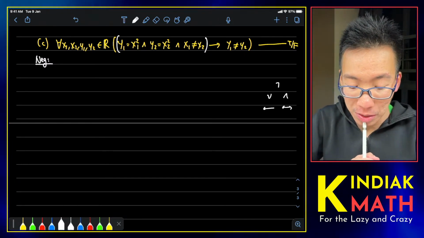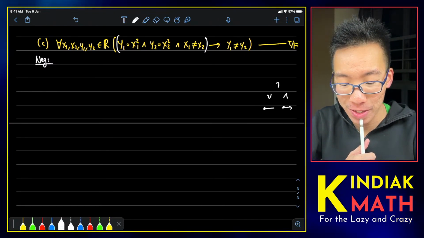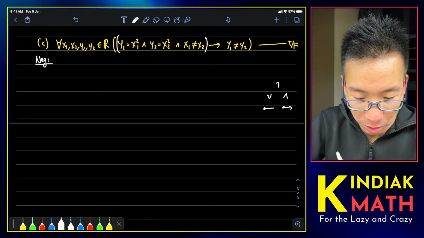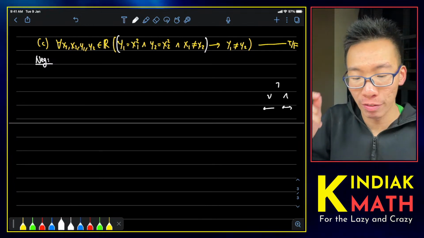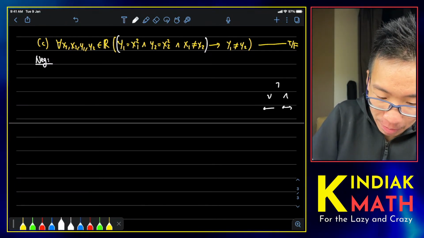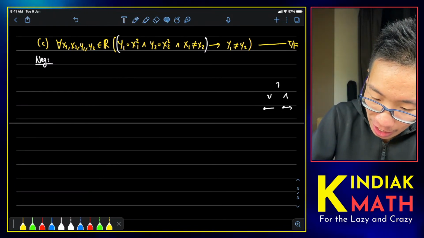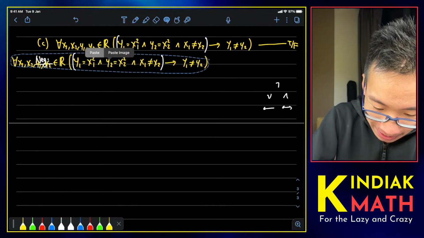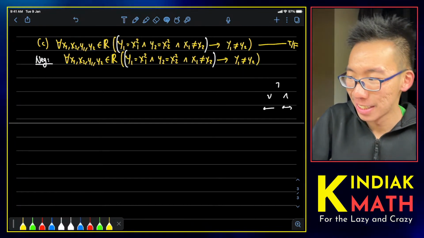So let's go ahead and negate everything. This looks kind of painful, but I think we can do it. So we negate the for all, right? In the back of my mind, we're negating the for all, and I'm lazy, so I'm just gonna copy and paste this, because why not, right? There we go, look at that!